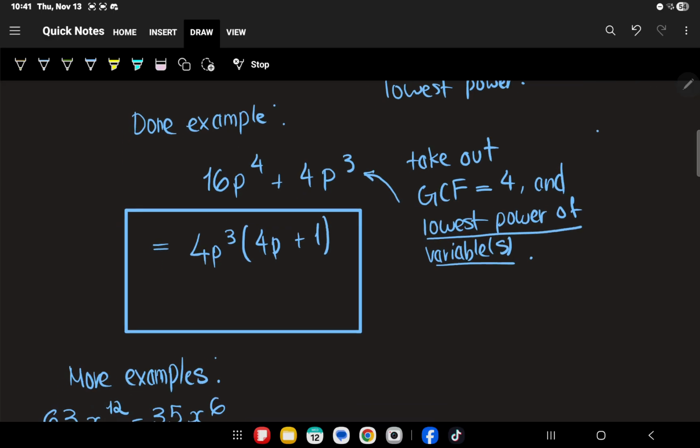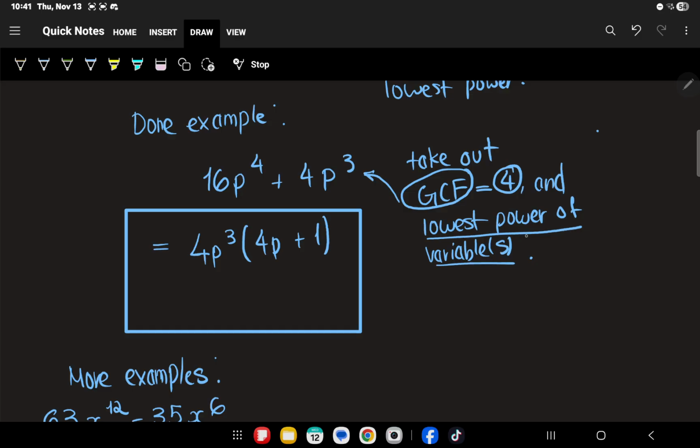We have 16p to the power 4 plus 4p to the power of 3. So what is the GCF? The GCF is the greatest common factor. It is 4, because both 16 and 4 are divisible by 4, and 4 is the largest number that these two numbers can divide by that does not result in a remainder, right? So we take out the 4. We basically put a 4, and then we put a bracket.